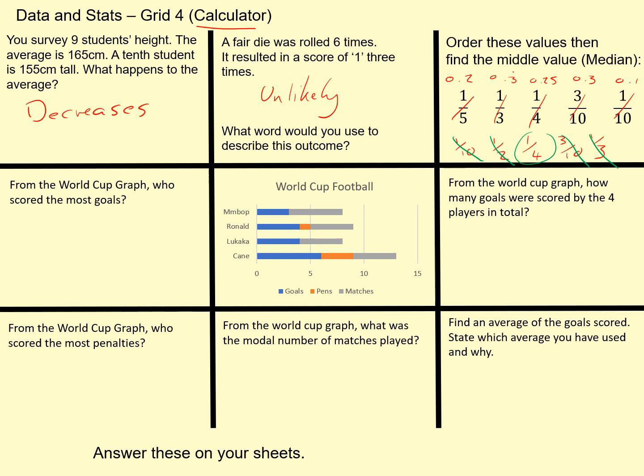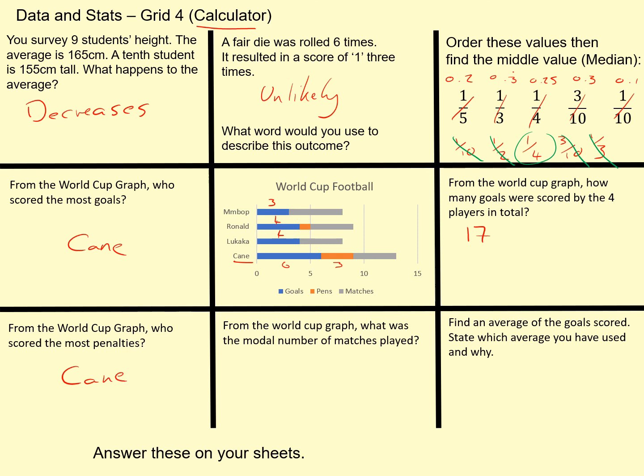Next up, it says from the World Cup graph, who scored the most goals? Well, it looks to me like Kane has scored 6 goals, and he's also scored 3 penalties. So Kane. There we go. From the World Cup graph, how many goals were scored by the 4 players in total? So Mbappe looks as though he scored 3, Ronaldo scored 4, and Lukaku has also scored 4. So in total, that's 17 goals. Not counting the penalties, because that looks to be separate data on the graph. From the World Cup graph, who scored the most penalties? Again, looks to be Kane with 3.